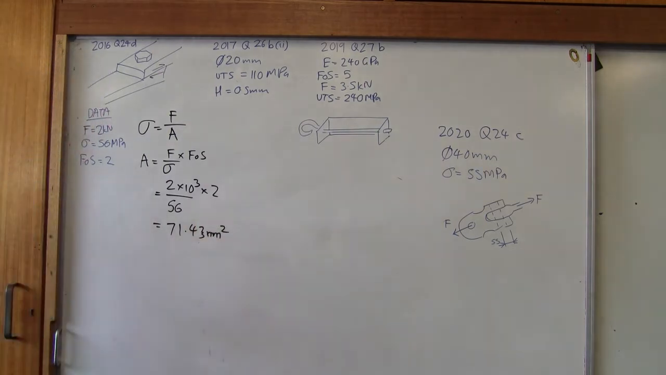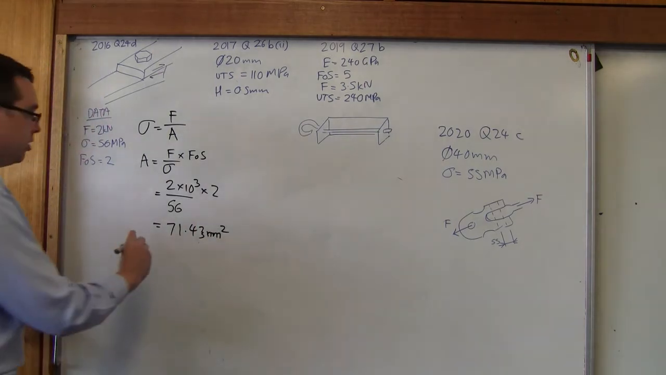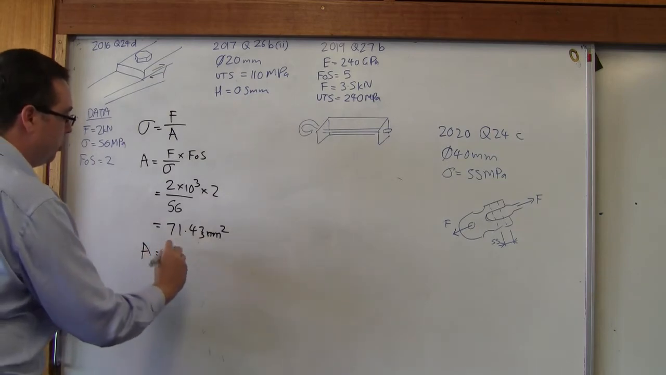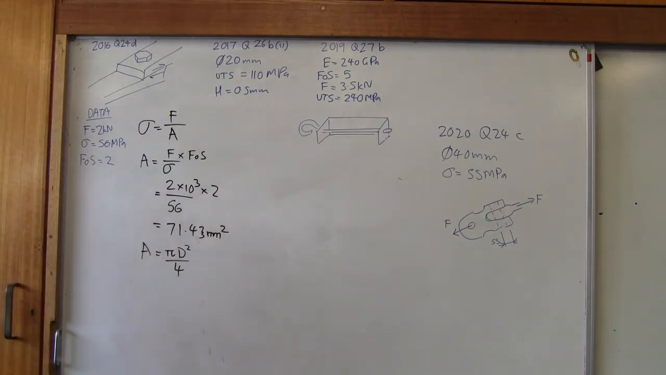Now, the question is asking us for a diameter. So what we need to know is engineers use area equals pi d squared on 4. Now, if you're one of those people who wants to use radius, that's fine. I can tell you that I remember being in high school, and I remember my teacher saying over and over and over again, use pi d squared on 4, and I didn't listen to him. Not until I was working did I actually start doing that.